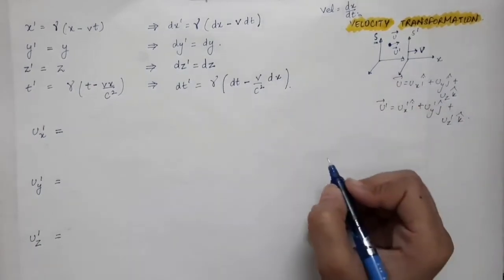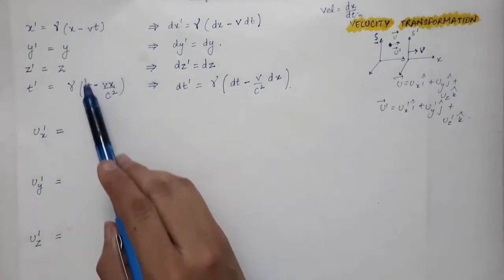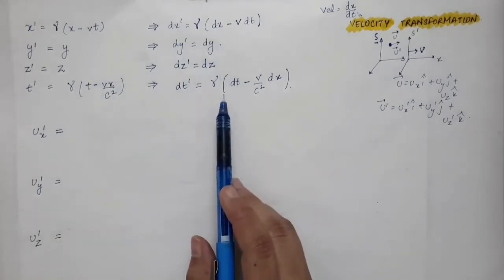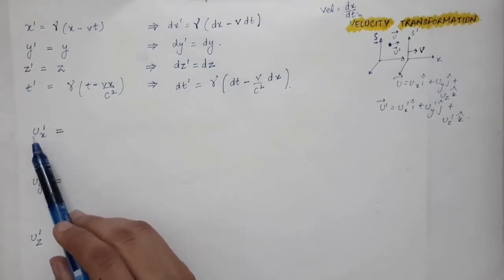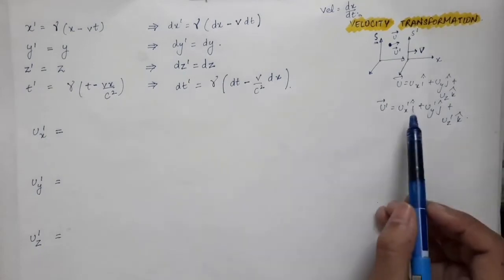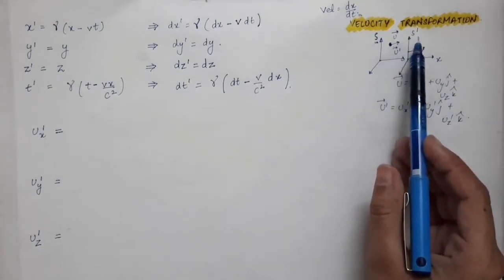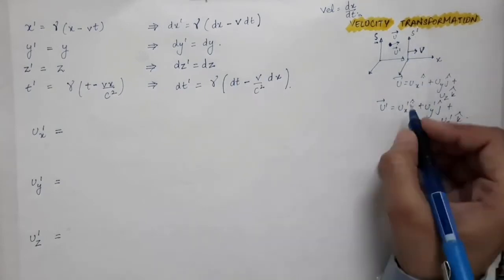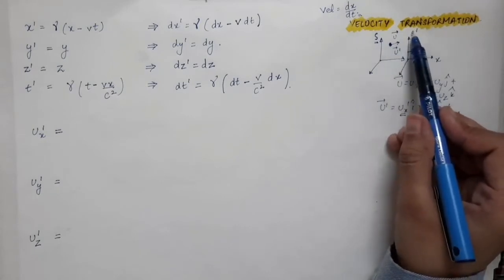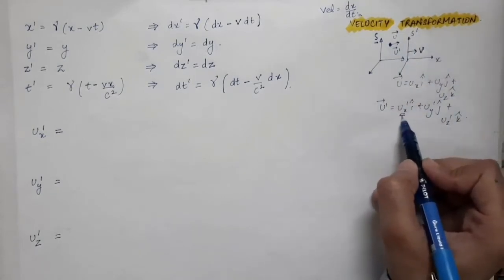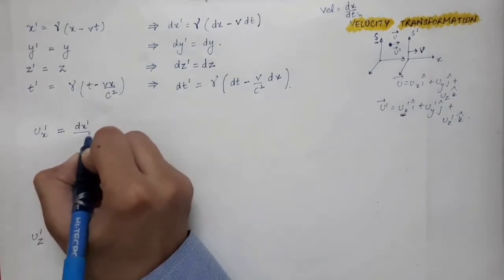Now we are going to find ux prime. So first of all, we have taken the derivative of all these four equations in this manner. And now we are going to find ux prime. Now what is ux prime? Ux prime is the x component of the velocity of the particle as seen in the S prime frame. So ux prime is the x component of the velocity of this particle as seen in S prime frame. So that is ux prime, and ux prime will be written as dx prime by dt prime.